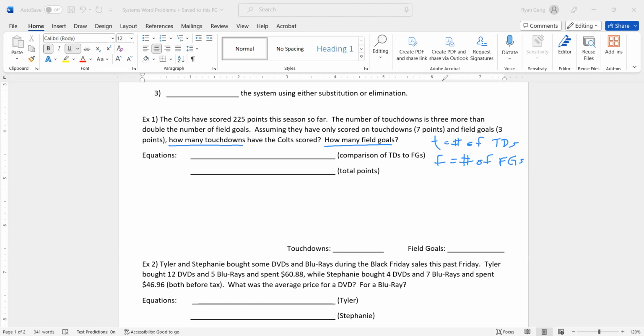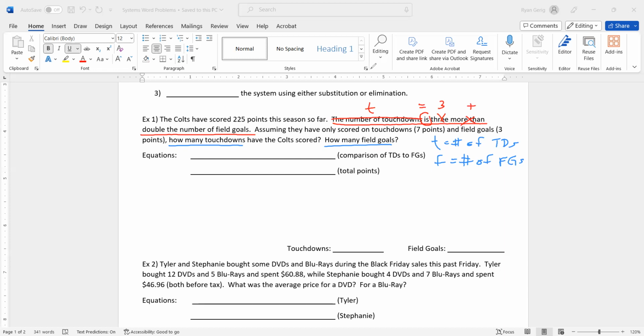Now, there's an equation that compares TDs or touchdowns and field goals. There's a sentence up here in the words that explain or that compares those 2 things. Hopefully you see it. It is the second sentence. That is going to give me my first equation here. The number of touchdowns, I'm going to replace those words, the number of touchdowns, with the letter T. Means equals 3. Well, we know what that is. More than means plus.